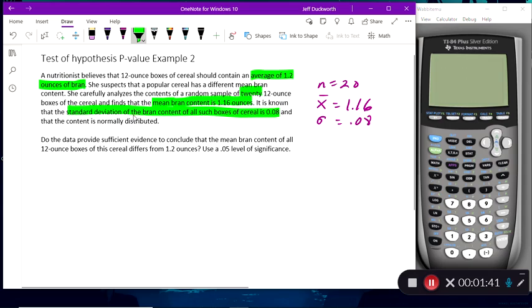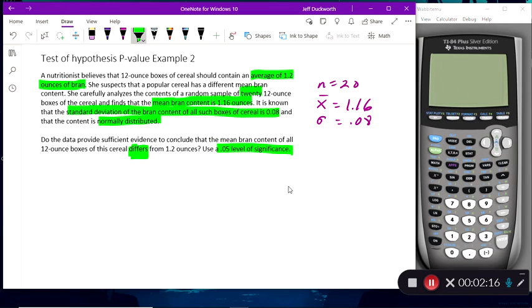We're also given this other piece of information that they're normally distributed. That's actually, in this case, something that we need because we have a small sample here. We have N is just 20, but we're dealing with a mean. So here we're testing, let's say, do the data provide sufficient evidence to conclude that the mean bran content of all 12-ounce boxes of this cereal differs from 1.2 ounces, and use 0.05 level of significance.